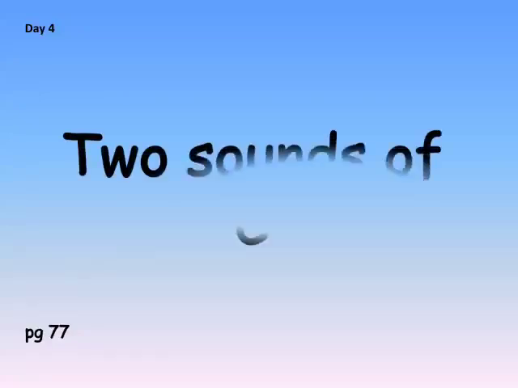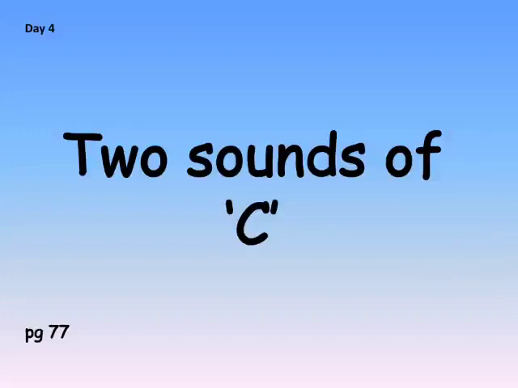Day 4. Today we are going to learn two sounds of C. When C is before A, O and U, it makes K sound. When C is before I and E, it makes S sound. Now what's this? Cap. When C is before A, it sounds K. Cap.